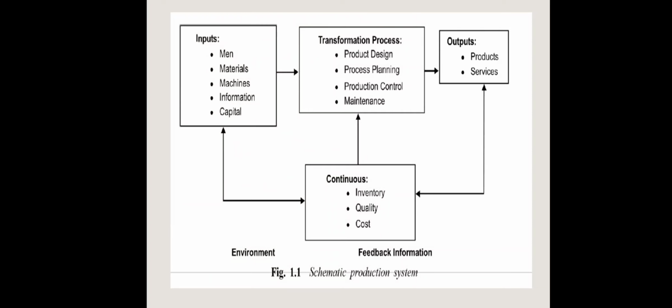Inputs: men, materials, machines, information, and capital. Transformation process: product design, process planning, production control, and maintenance. Outputs: products and services. Control: inventory, quality, and cost.